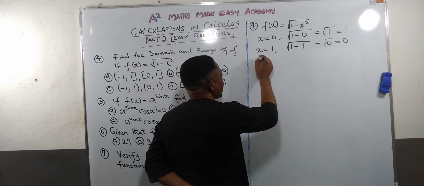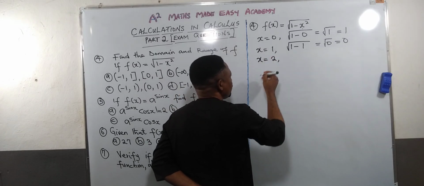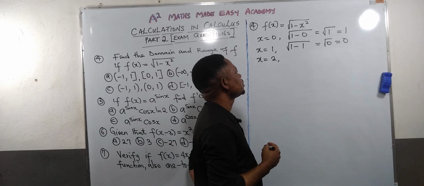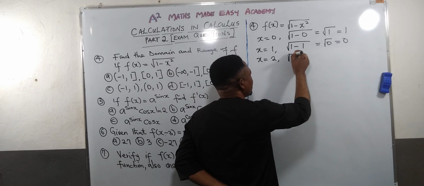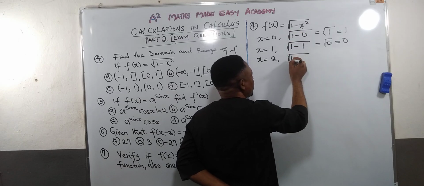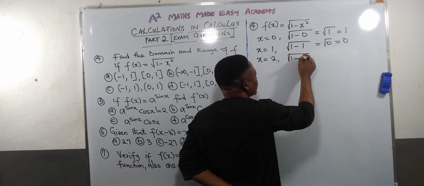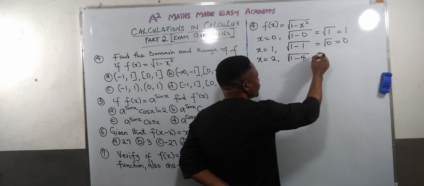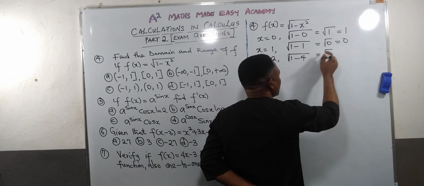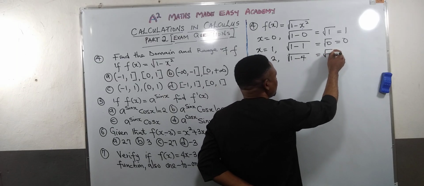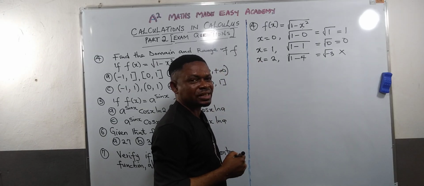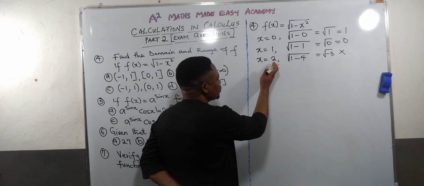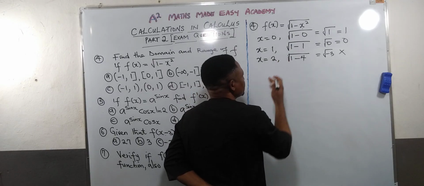Then if I increase x to 2, you find out that it does not exist. Do you know why? By the time I substitute, I have the square root of 1 minus 2 squared, and 2 squared gives 4. So this is equal to the square root of 1 minus 4, which gives minus 3, and the square root of minus 3 does not exist. If I continue with x equal to 3, it's still the same thing.